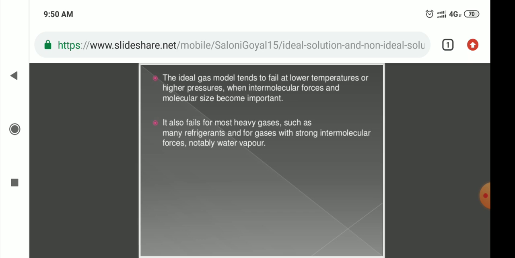Next, the ideal gas model tends to fail at lower temperature or higher pressure, when the intermolecular forces and molecular size become important. It also fails for most heavy gases, such as many refrigerants, and for gases with strong intermolecular forces, notably water vapor.